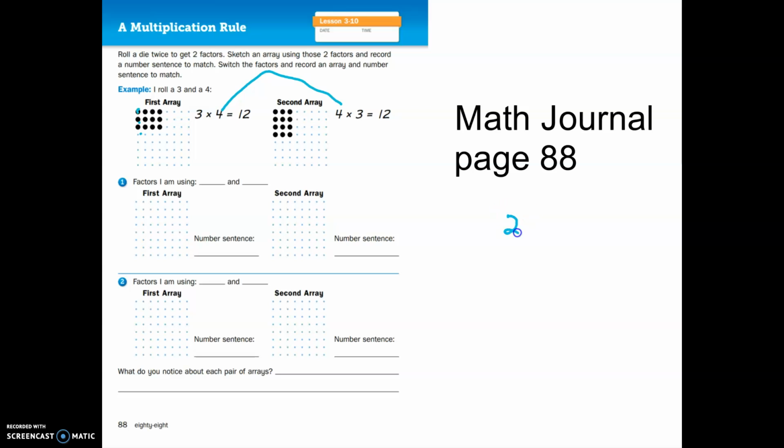So for example, if I rolled 2 times 3, all right, there's one array, there's another array. They match because I'm using the same factors. I'm using 2 and 3. This one's going the long way, this one's going up and down. They're called turnaround facts because I'm using the same digits. So that's what you're going to do for numbers 1 and 2. Roll your dice. What did you get? Write them down. Make an array. Write the number sentence. Make an array. Write the number sentence. They should be turnaround.